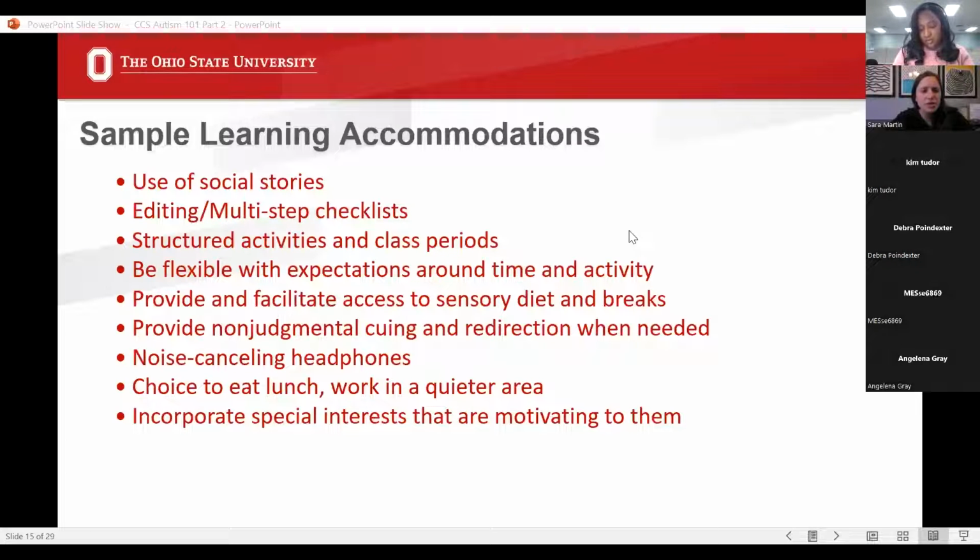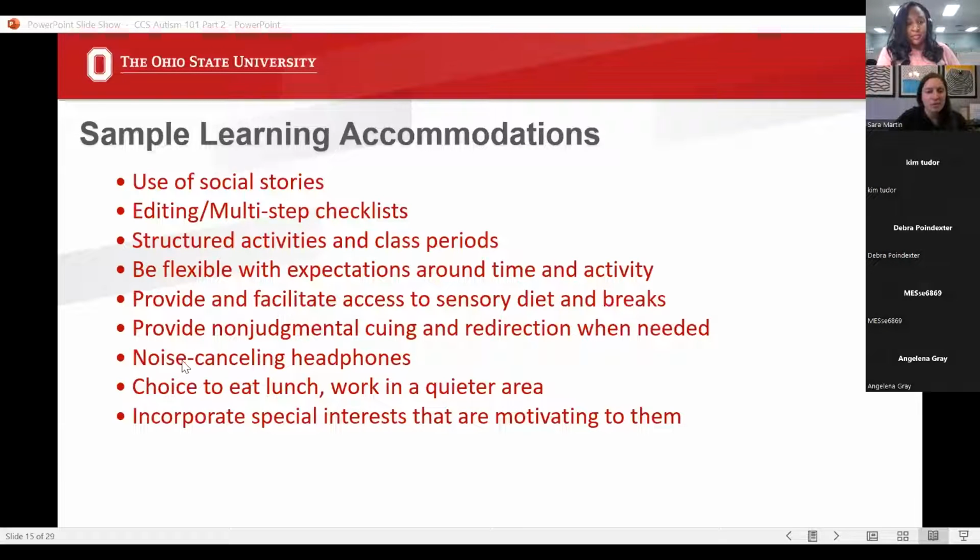Making sure you're providing and facilitating access to a sensory diet and breaks. There's a lot of students who need some of that sensory input, so making sure that they have access to those things. So a fidget, or something that provides them with pressure, any of those kinds of things throughout to help them navigate throughout their days. Making sure to provide non-judgmental cueing and redirection when needed. So using that positive tone of voice and not being judgmental when you are redirecting the student.